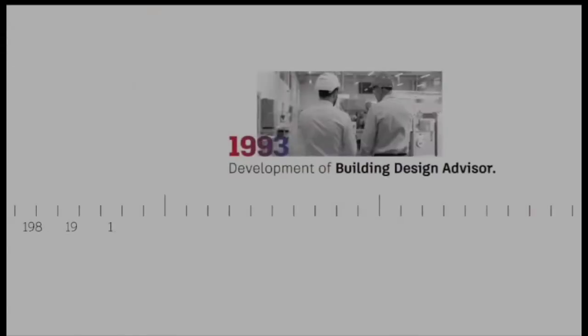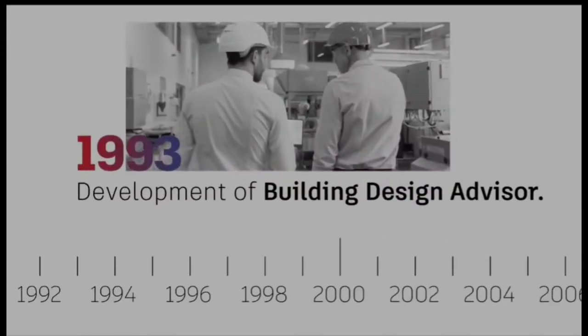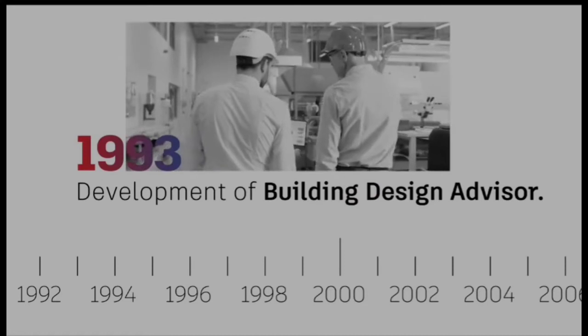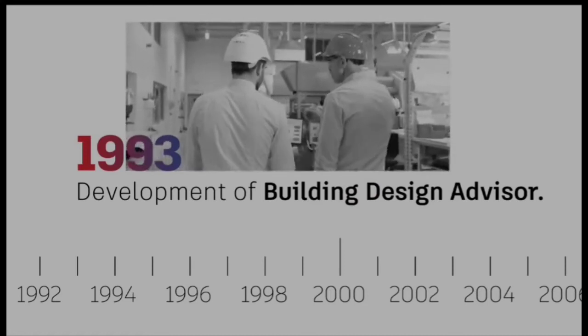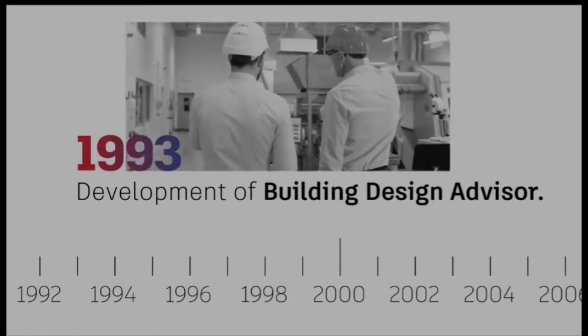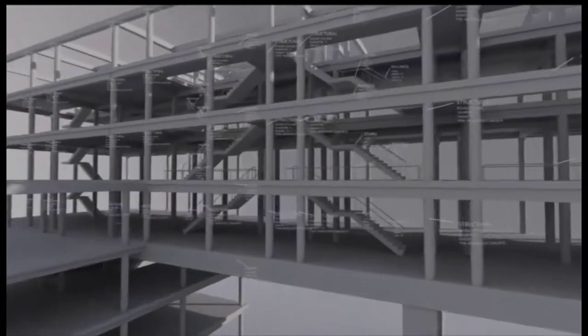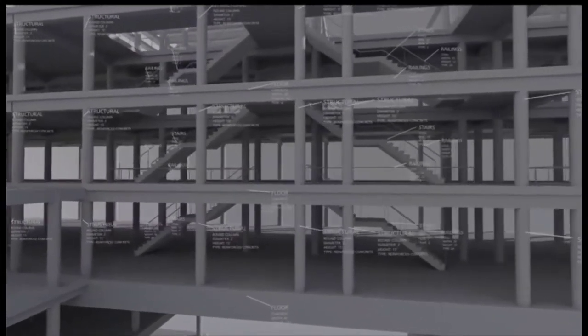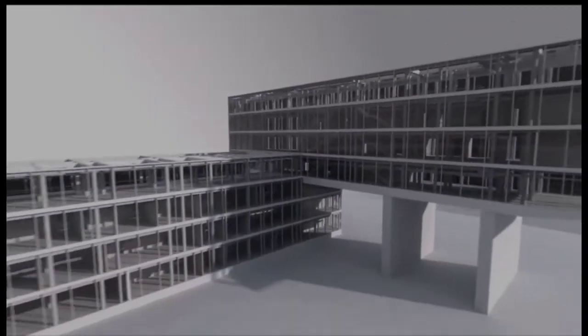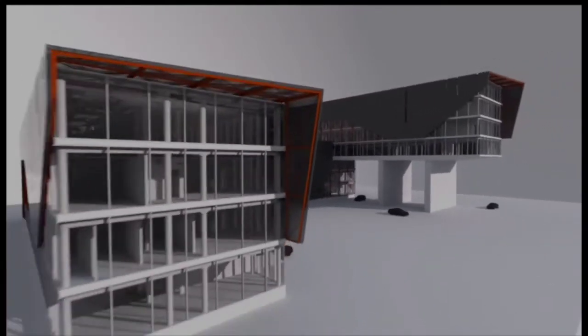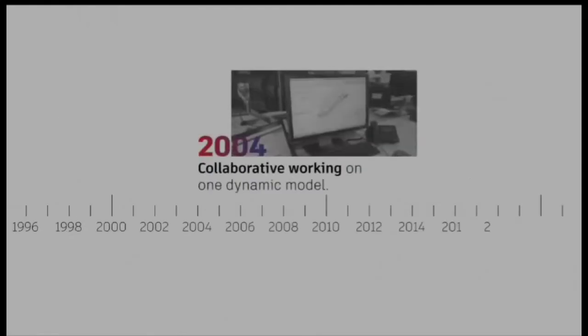In 1993, the Lawrence Berkeley National Labs development of Building Design Advisor paved the way for systems providing performance data on how buildings and their components function. By the late 1990s and early 2000s, the contemporary outline of BIM had started to crystallize. Objects and shapes had fully embedded metadata and were able to understand their relationship with each other and the building as a whole. 2004 was a huge year for BIM.